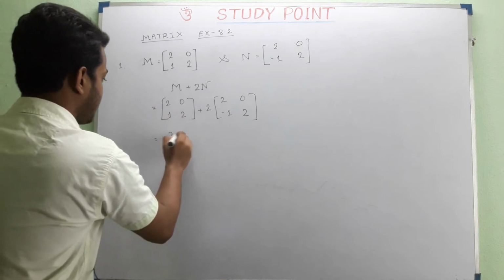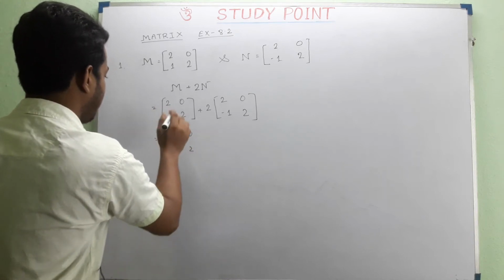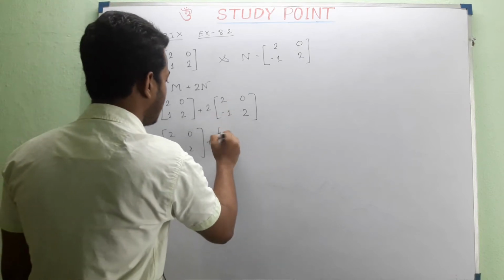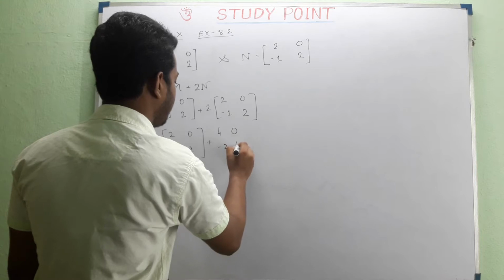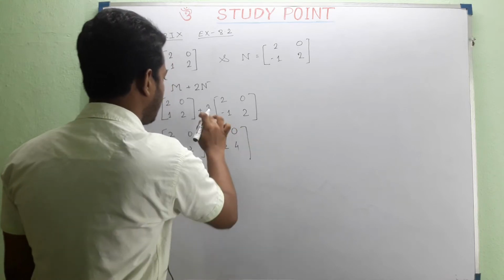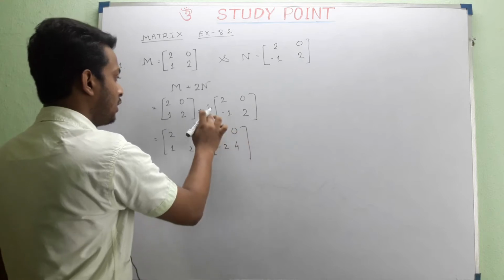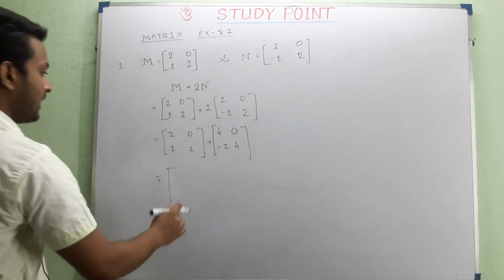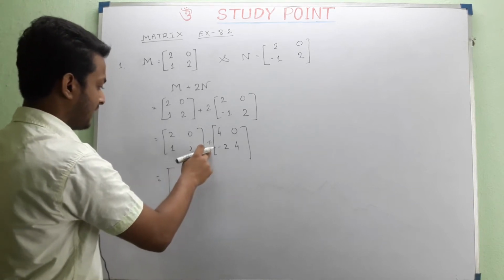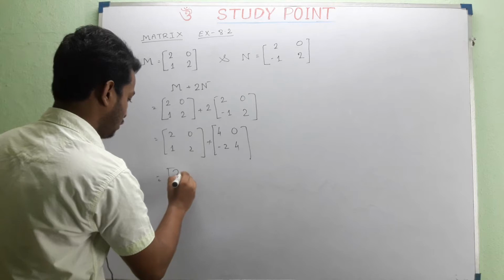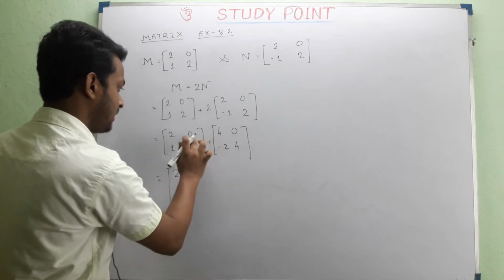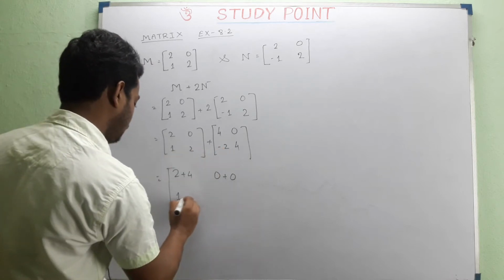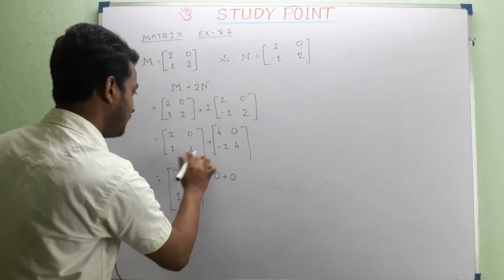Now just write the same thing, the value of the M matrix here, and because 2 is over here, we have to multiply 2 within the bracket, and the term will be like this: 2 into 2 is 4, 2 into 0 is 0, 2 into minus 1 is minus 2, 2 into 2 is 4. Now from here, as it is the addition sign, we have to add the values. 2 plus 4 first, second is 0 plus 0, here it will be 1 plus minus 2, here it will be 2 plus 4.